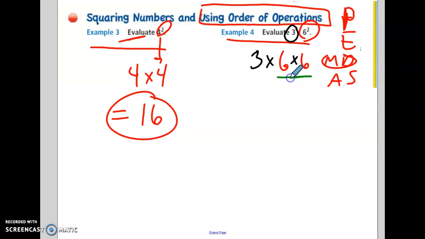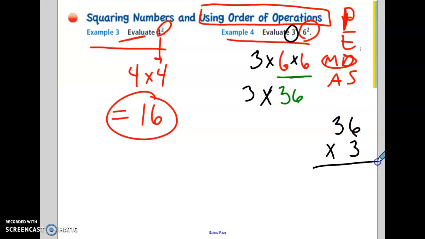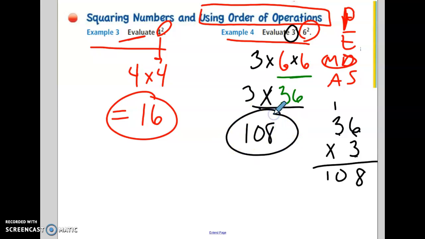So I'm just going to go ahead and stick with doing exponents first. I'm going to do 6 times 6 first, which is 36, and then I'm going to take that answer and multiply by 3. So I'm going to do some long multiplication over here. Do 36 times 3. Here we go. 3 times 6 is 18. Carry the 1. 3 times 3 is 9 plus 1 is 10, which means that my final answer here is going to be 108.